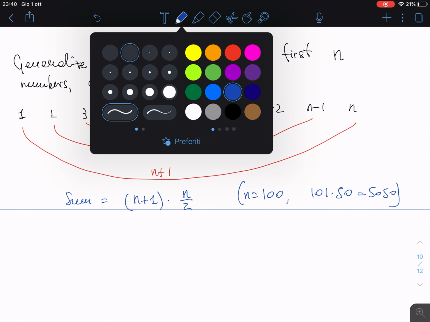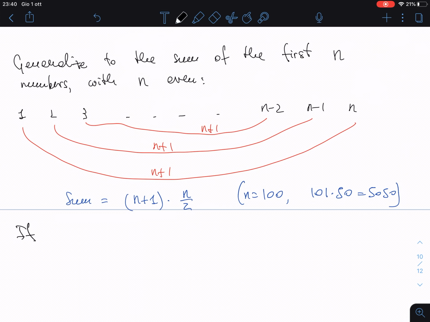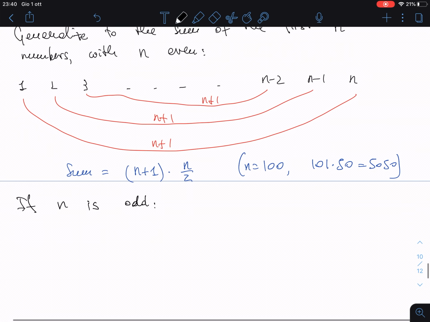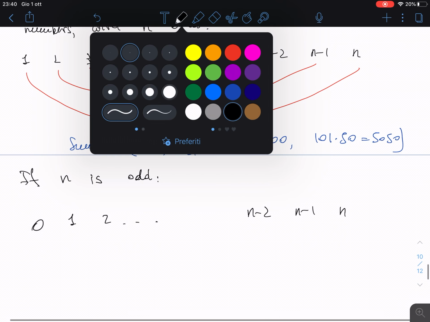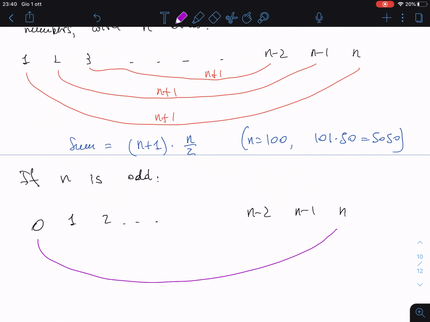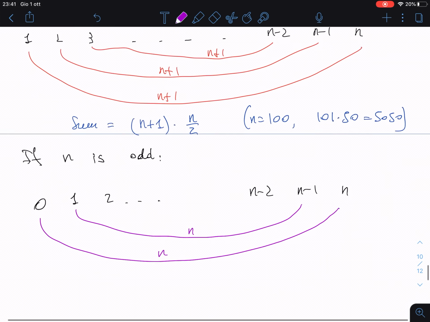And then if n is odd, you can do as you want, but the trick is to, because why is odd different? Because you have to form couples. If you want to close off couples, you need an even quantity of numbers. So in this case it is odd, and here you have n minus 2, n minus 1, n. But to make it even, just add a 0 here, so you can form couples. And so here you have n, here you have n minus 1 plus 1, n.